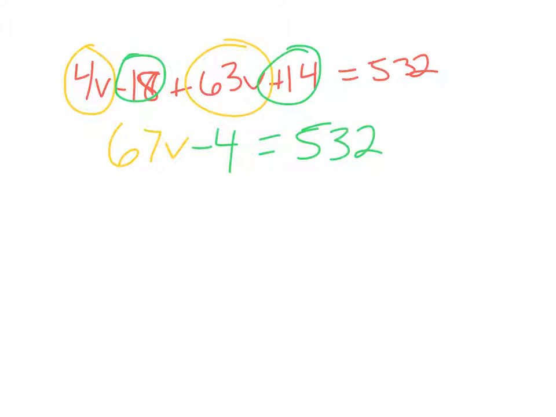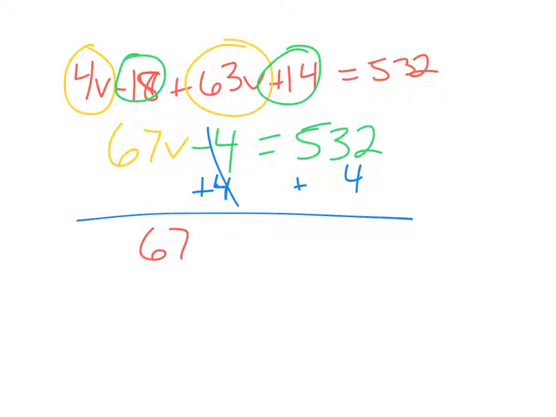So now we just need to go ahead and solve for v. So as usual, we're going to add 4 to both sides, making sure that we keep it equal. That will cancel that out there, leaving me with 67v.